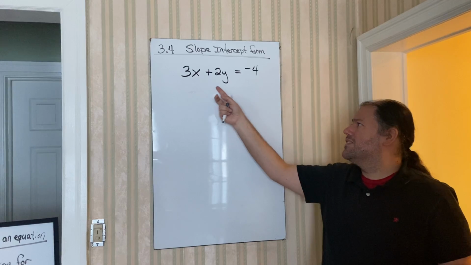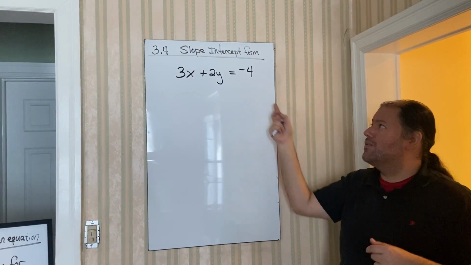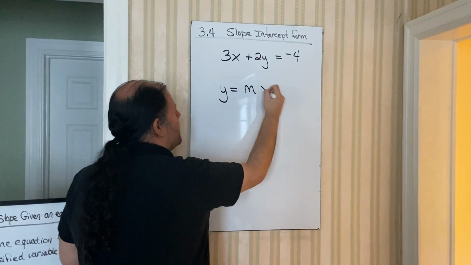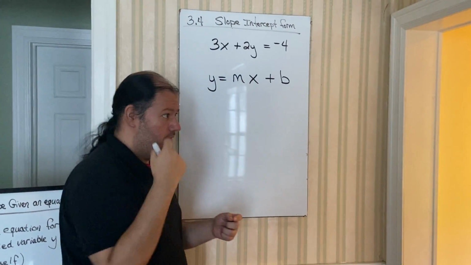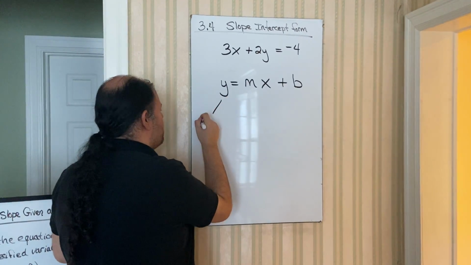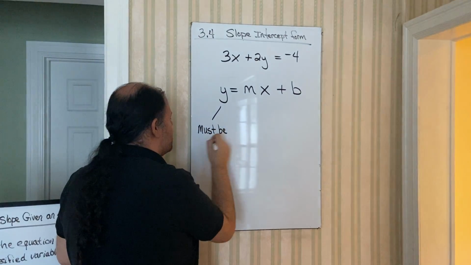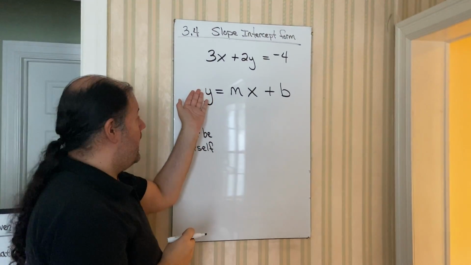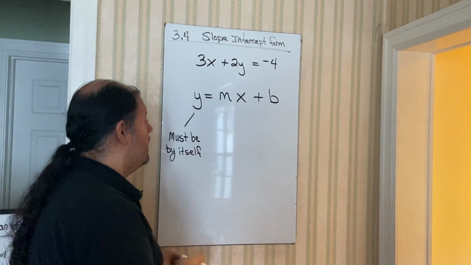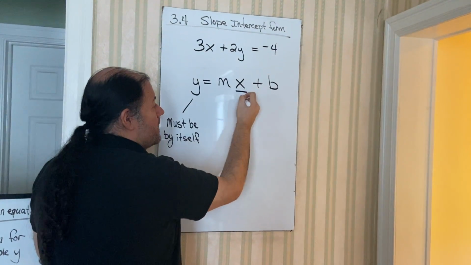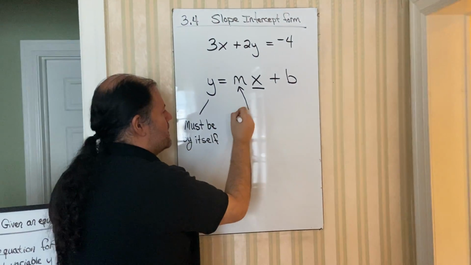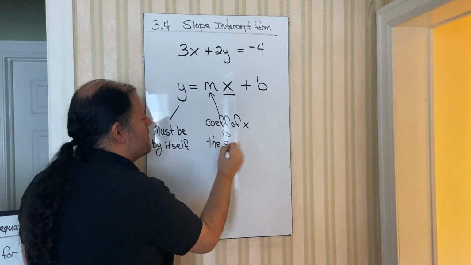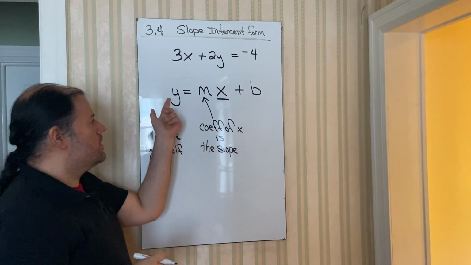What we're going to do is convert this into something called slope-intercept form. Now you might have heard it as y equals mx plus b. When y is by itself, and what I mean by itself is there's no coefficient, it's not added or subtracted to anything, it's just y, then the coefficient of x is the slope. But this only works when y is by itself.